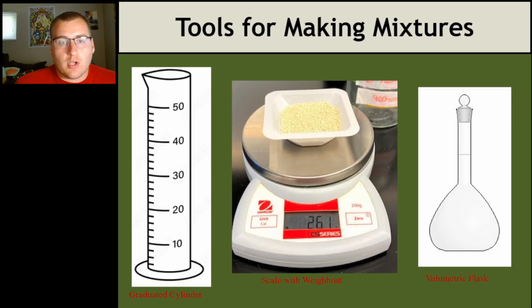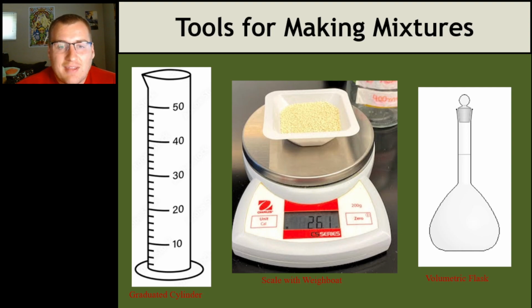All right, we're going to practice. Our first lab this year practices making mixtures in a couple different ways. Here are the tools that we're definitely going to need for that. On the left, this is a graduated cylinder. It's the easiest way to measure volume. In the middle, we have a scale, and we're measuring some little substance on there, and that little white plastic piece is called a weigh boat.